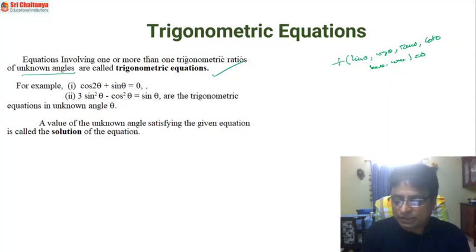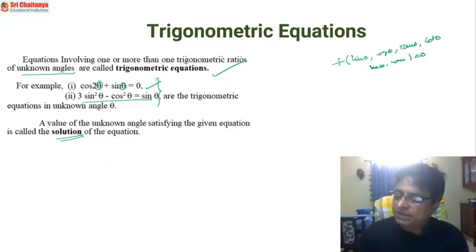For example, cos 2 theta plus sin theta equal to 0. Here this theta is the unknown angle, and this is called a trigonometric equation. Even in this equation, it contains two terms, sine and cos. Here we find for what values of theta this equation is satisfied, and that theta is called a solution of this equation, and this type of equations are called trigonometric equations, and those values of theta are called solutions of the equation.